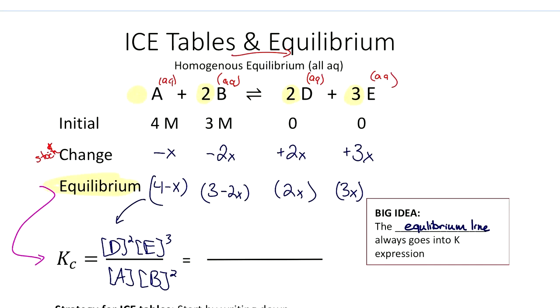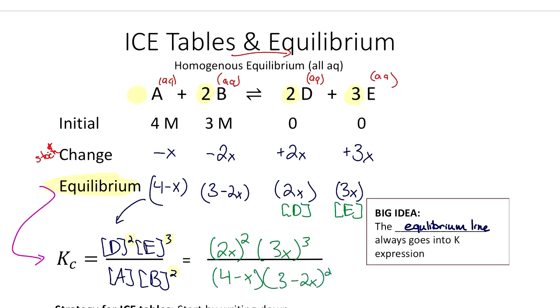D concentration at equilibrium is 2X. This is the E concentration, but we need to make sure that we stay consistent with those exponents. So it's not just 2X, but it's 2X squared. So don't forget these exponents that are there. E concentration is 3X cubed. A concentration is 4 minus X, and then B concentration is 3 minus 2X squared. So there is a big, long expression.